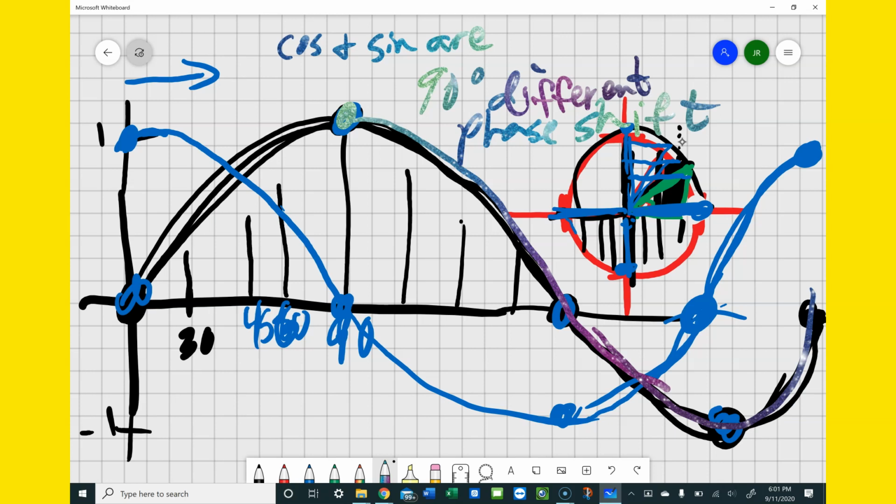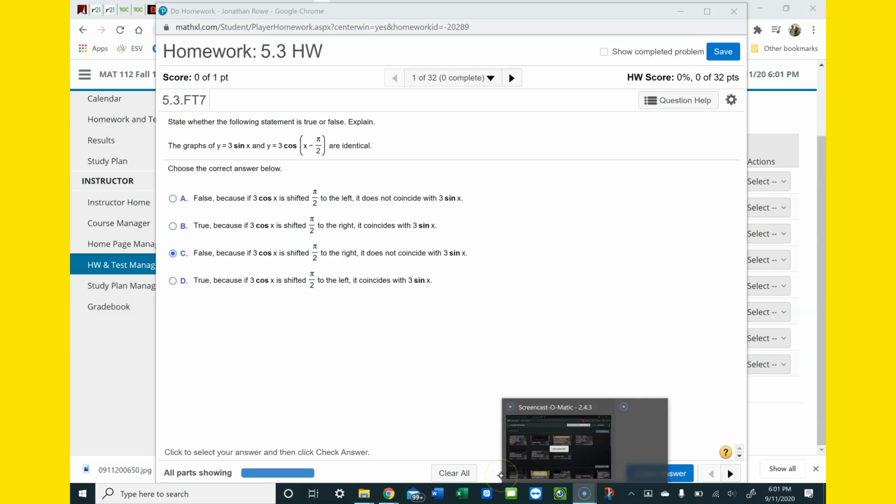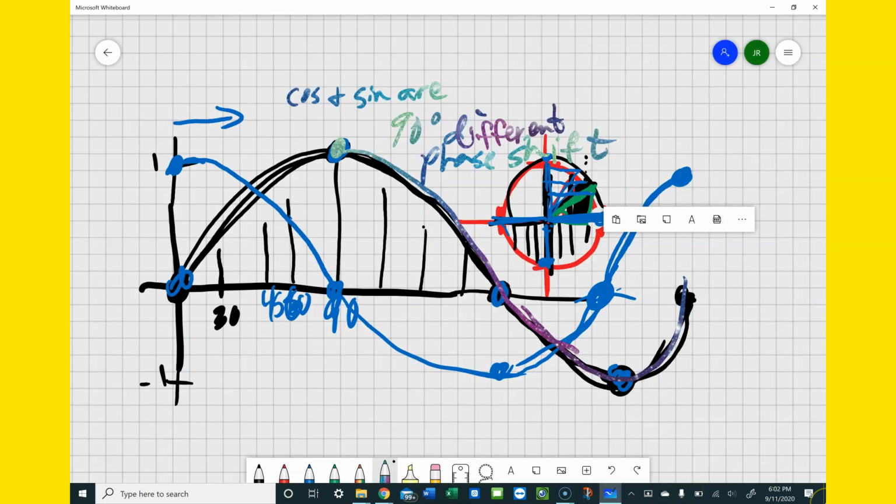Or if we think about it in radians, 90 degrees is the same thing as pi over 2 radians. 90 degrees is the same thing as what in radians? Pi over 2 radians. So the phase shift between cosine and sine is pi over 2. If you shifted cosine by pi over 2 radians to the right, then it would line up. Or if you shifted sine by pi over 2 radians to the left, then it would line up.